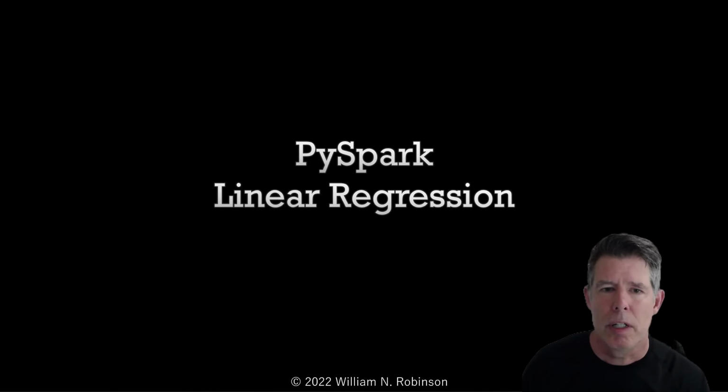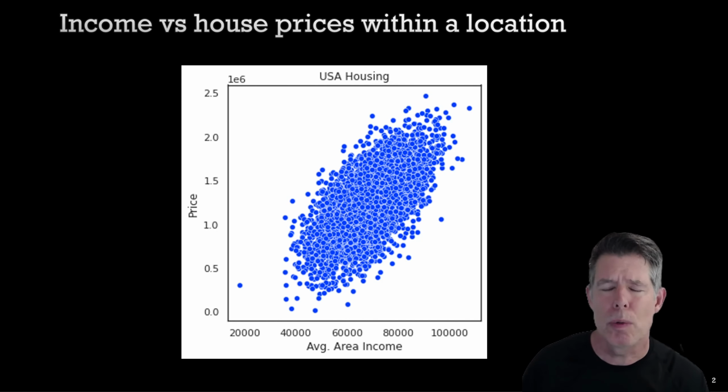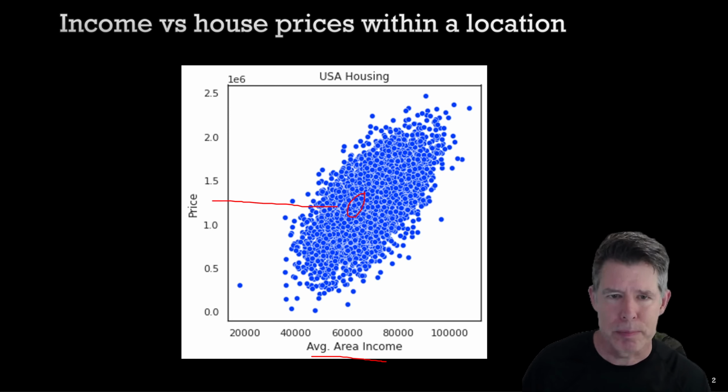Hello. In this demonstration, I will show how to run linear regression in PySpark. This is a follow-on to my demo of showing how to run linear regression in Python. So the idea is we've got here a scatter plot of data, and we're going to take an X value, say something along this area, average area income X-axis, and predict a Y value.